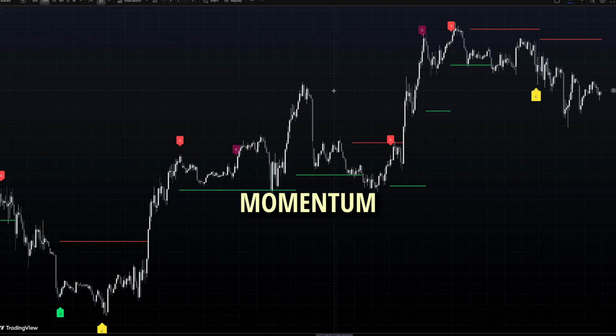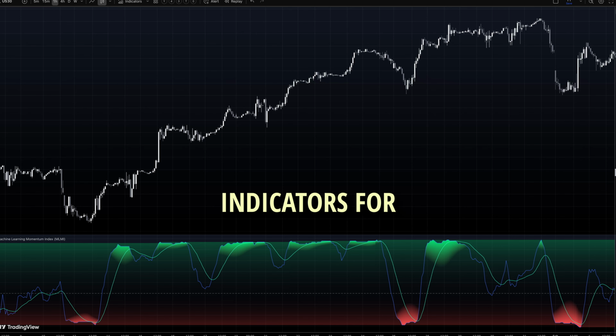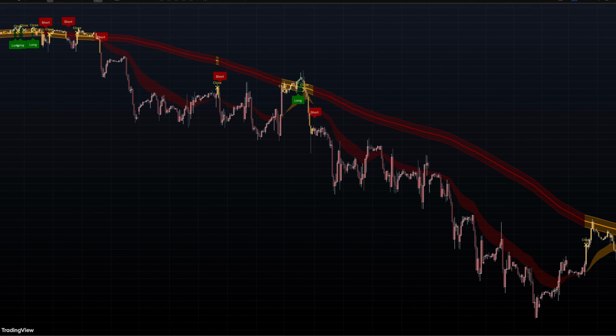From trend and momentum to pivots and Fibonacci levels, these are the 5 must-have TradingView indicators for your trading arsenal. Let's dive in.